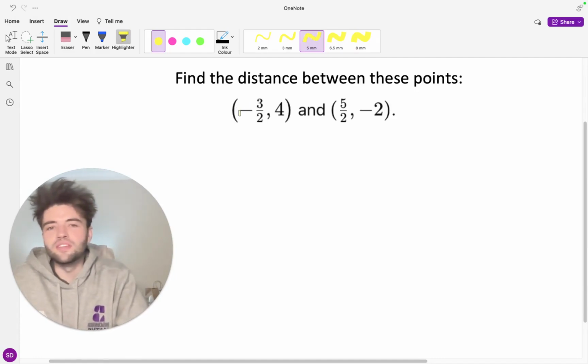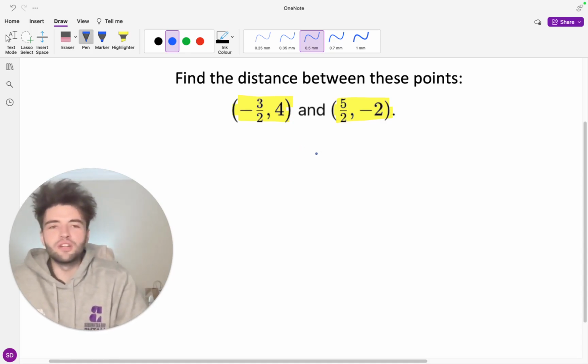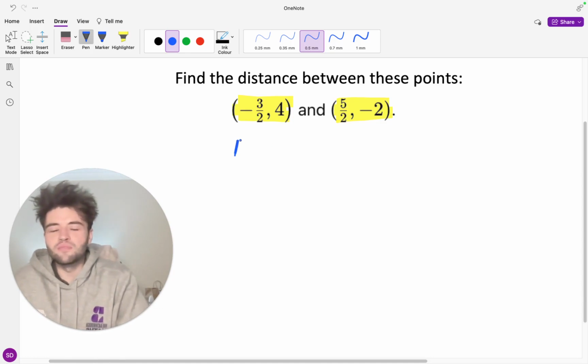So here our goal is to find the distance between the points minus 3 over 2 comma 4 and 5 over 2 comma minus 2. And so to do this, we're going to need our distance formula, which as you might have already learned, hopefully, is in our log tables, so you don't have to memorize it.